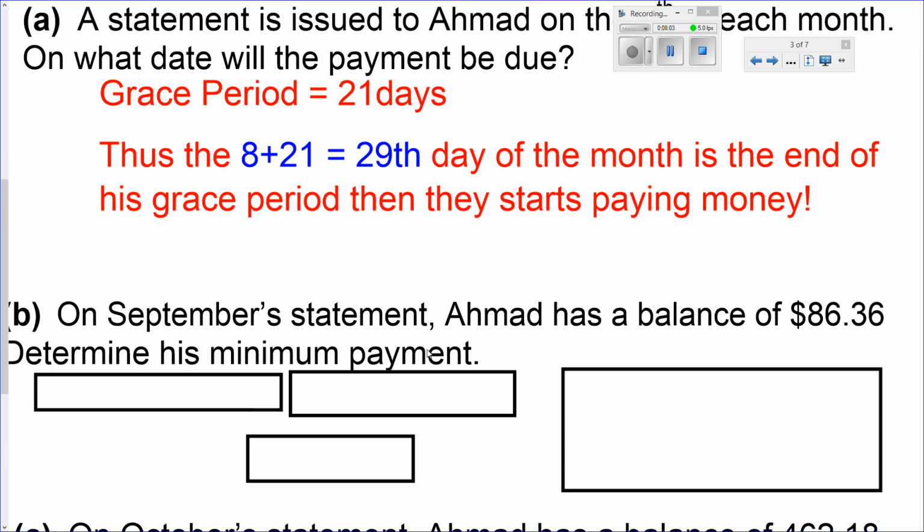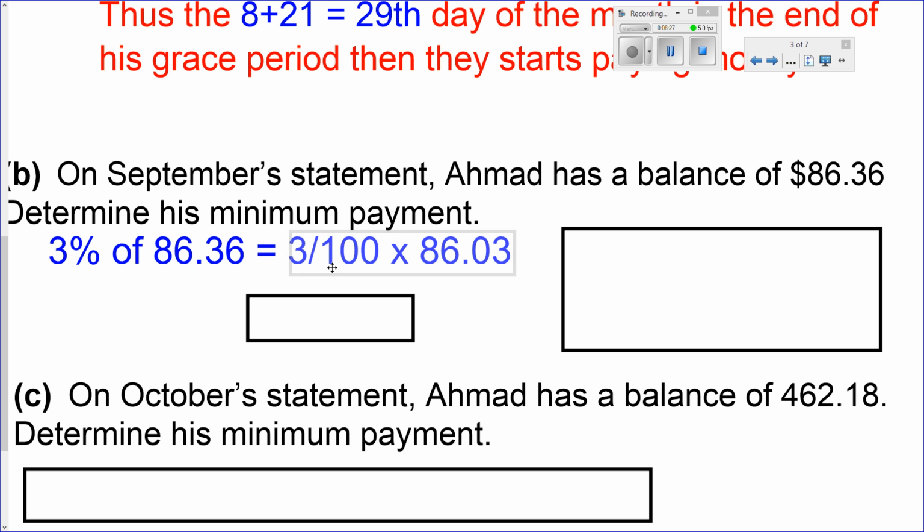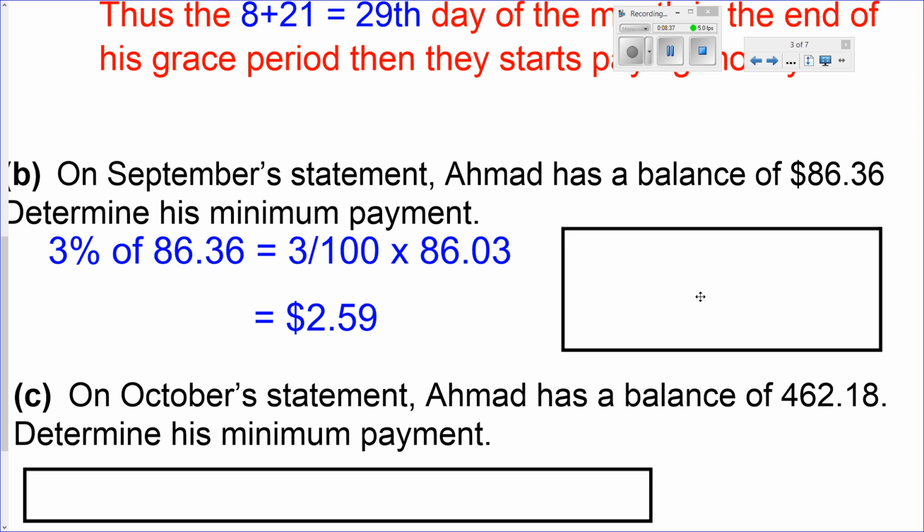So here's B. On September's statement, Ahmed had a balance of $86.83, right? Determine his minimum payment. When you see this, we're going to refer back to what we used to do when we're talking about percents. If I said 3% of 86.83, we really meant 3 divided by 100 times 86.83. And that gives us a final answer of $2.59.